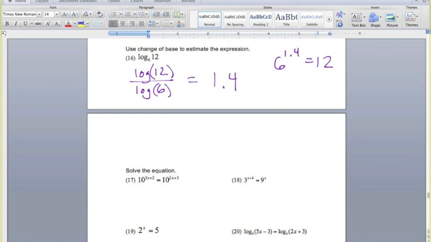Can you reduce it? You cannot reduce it because they're both stuck inside of a log. It's an order of operations thing that we can't divide the 6 and the 12 until we've taken their logs.